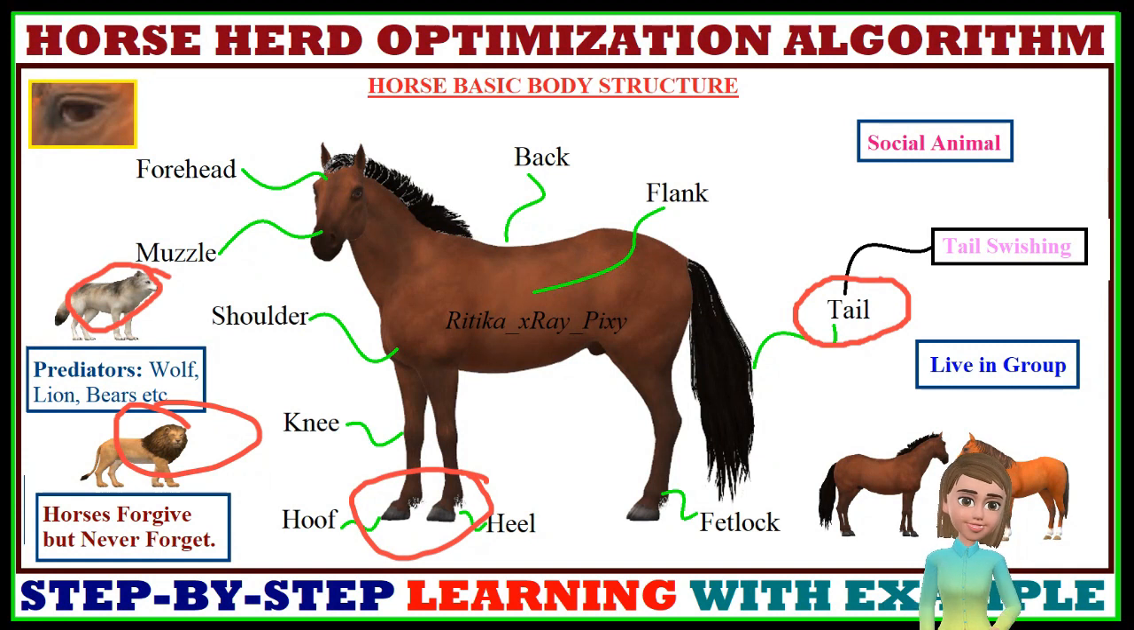Horse is the most intelligent animal among all, and they can share their emotions with other herd members. They can remember bad situations. That's why horses forgive but they never forget. So it is very complicated for the horse trainer when they try to train a horse for the first time, as horses can remember the bad situations.